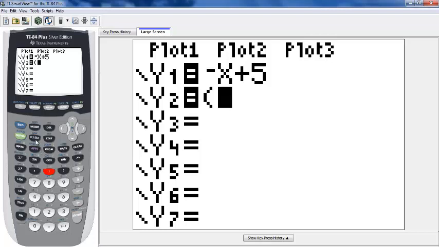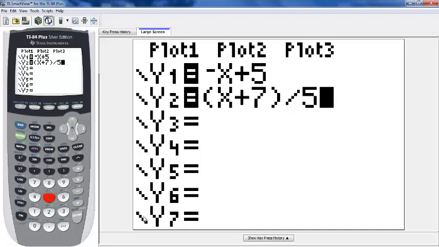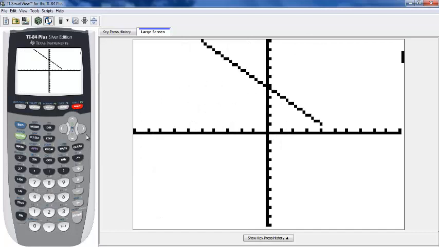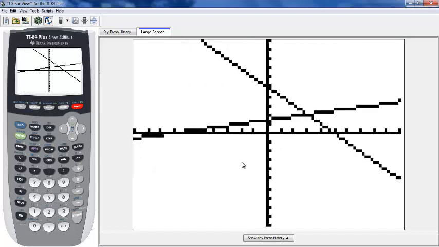by 5. So I put the numerator in parentheses and then the denominator, because there's only one term, I don't bother with the parentheses. I'm going to go ahead and hit the graph button, which is in the top right hand side, and we're going to see the two lines being graphed. Now we can see here by looking at the display that this is where the intersection occurs.